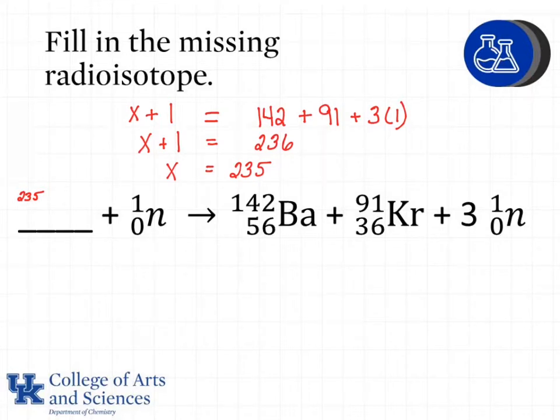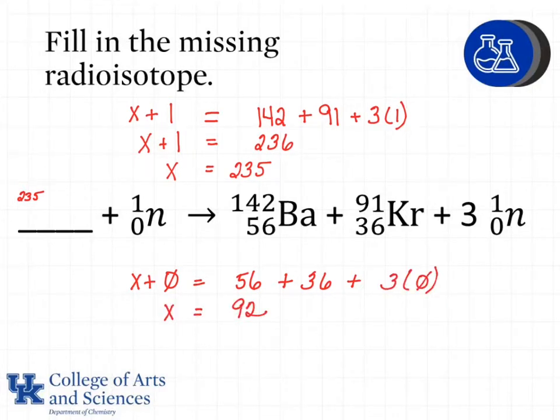We take the same approach for our atomic number. x plus 0 equals 56 plus 36 plus 3 times 0, and we get x equal to 92. So 92 is our missing atomic number. The atomic number gives us the number of protons of that particle, and we use the periodic table to identify the unknown element as uranium.